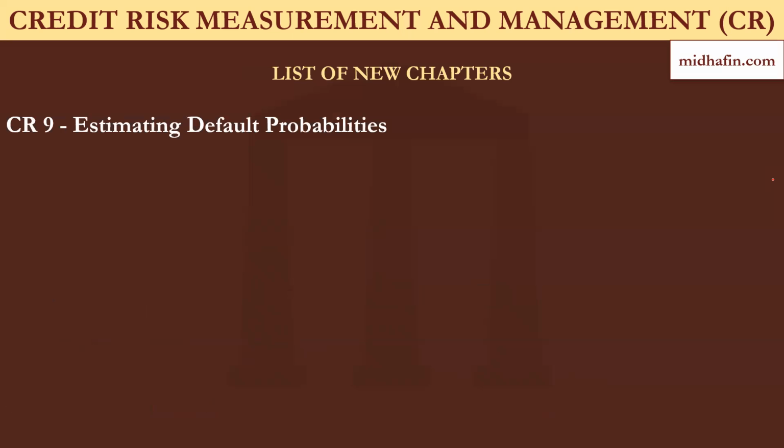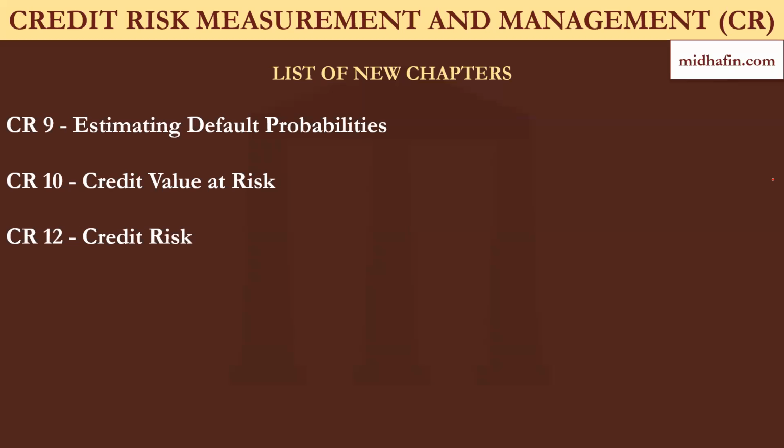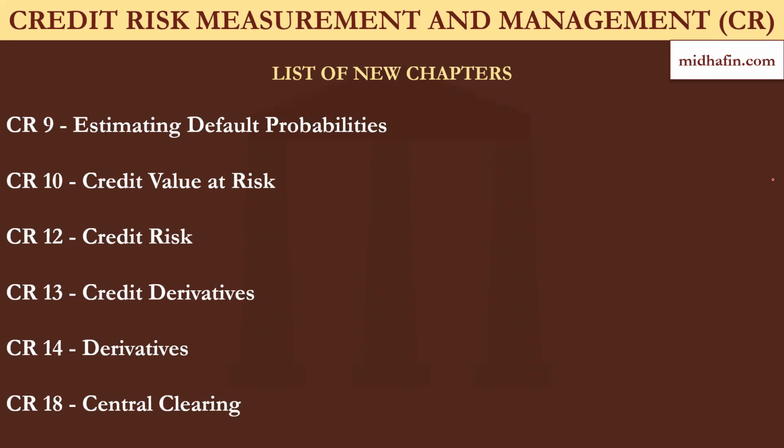Then we have CR9, estimating default probabilities, then credit VAR, then credit risk, and then 2 chapters, one on credit derivatives and the other on derivatives. So there is a lot of foundational concepts covered on derivatives and on credit risk before we move on to the later chapters. And then we have the last chapter, which is central clearing. Again, this is a chapter you'll be able to relate to one of the chapters in Part 1 in the financial markets and products module. I think it was exchanges and OTC markets.